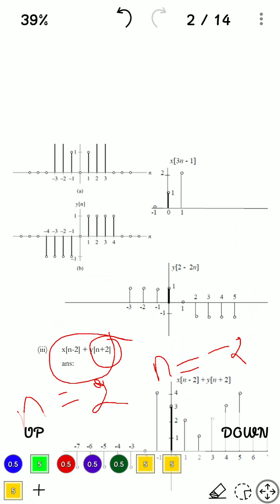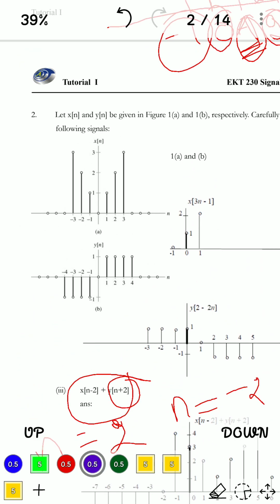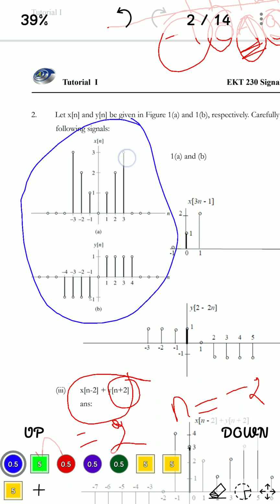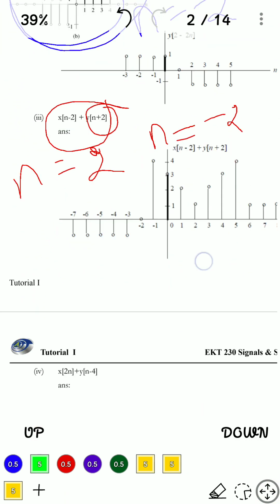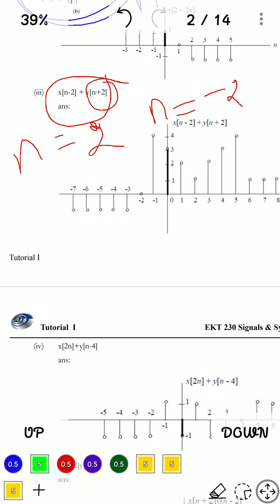So what you are going to do is take this x of n signal and y of n signal. For x of n, you do n is equal to 2, that is right shift by 2 places, and for y of n, you have to do n is equal to -2, that is left shift by 2 places, and whatever resultants you get, you are going to add them, right? That is x of n minus 2 plus y of n plus 2, you get this particular resultant, right?